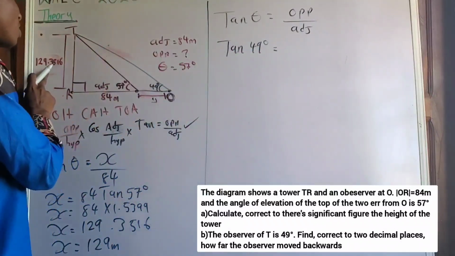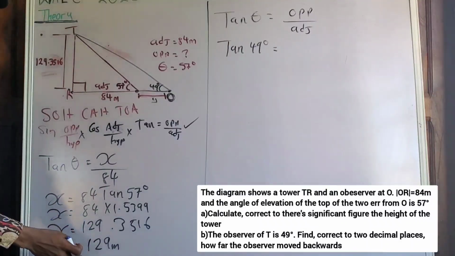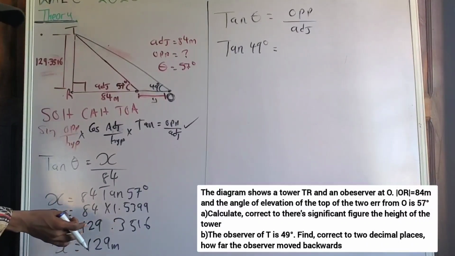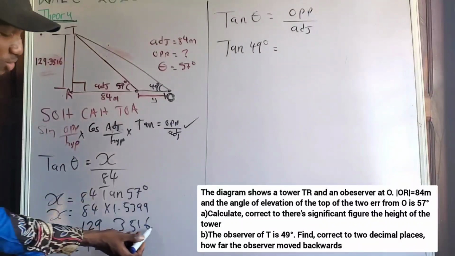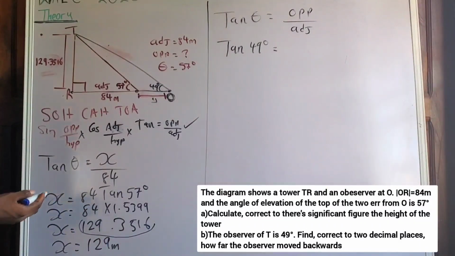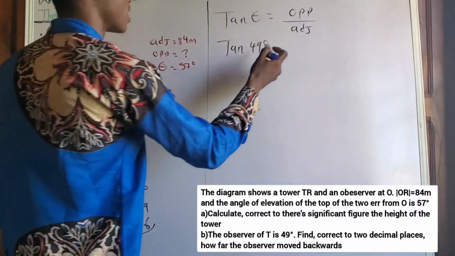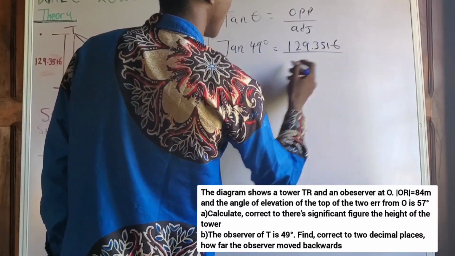The opposite is 129.3516. The reason why I don't want to make use of the approximated value is because I don't want my answer to be affected. You understand? So I make use of the unapproximated value of the height. Are you getting it? Which is the opposite. So I have 129.3516 all over the adjacent.